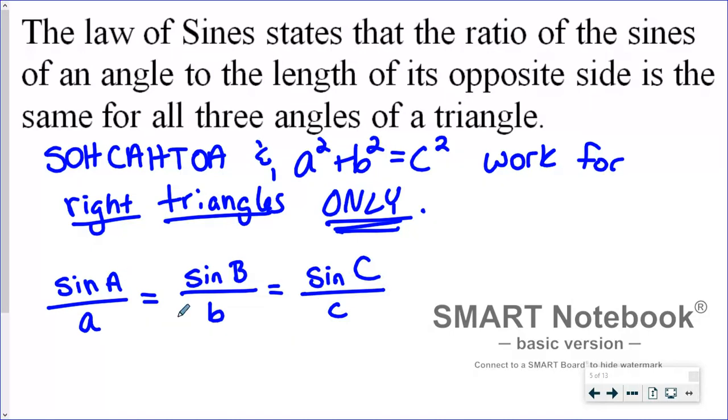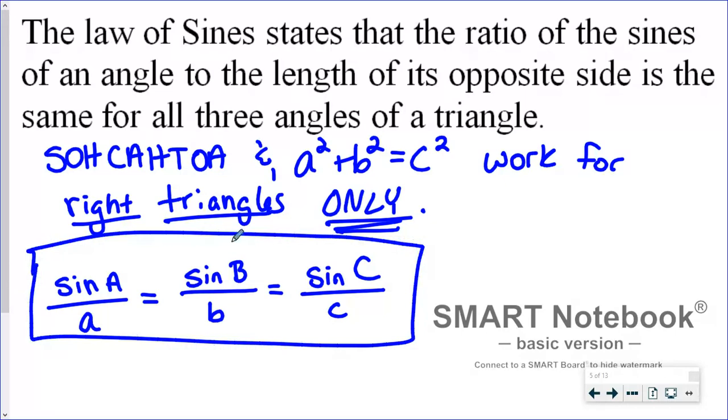And it doesn't matter which way. Sometimes you'll see these flipped around, like the A on top and the sine of A on bottom. That's fine as long as they're all consistent. If you have sine of A on bottom, then sine of B has to be on bottom, and sine of C has to be on bottom. I've seen some books have them the other way around, and some like this. It doesn't matter as long as you're consistent. Now, the law of sines will work for any triangle.